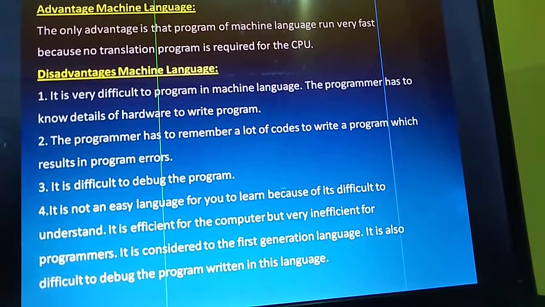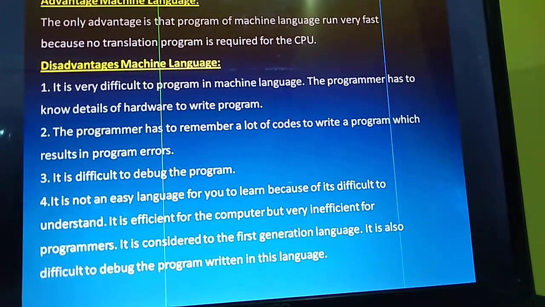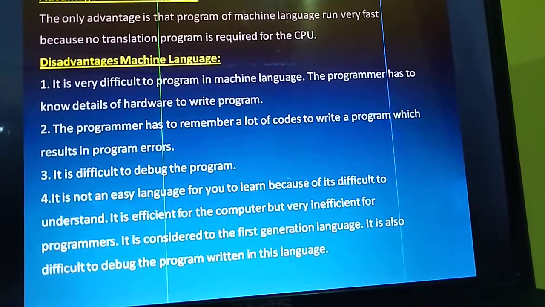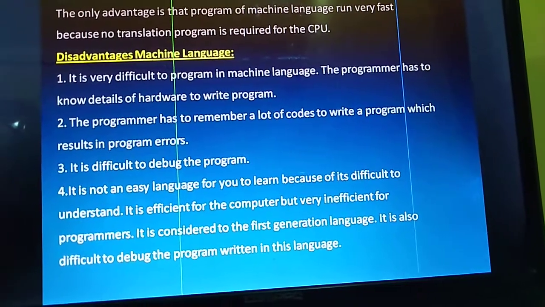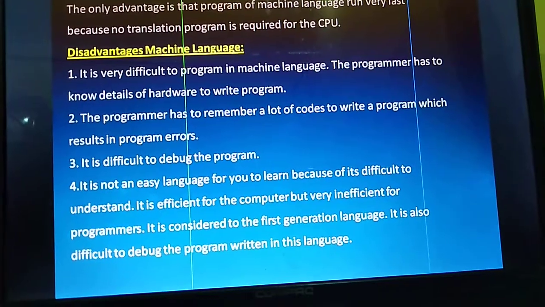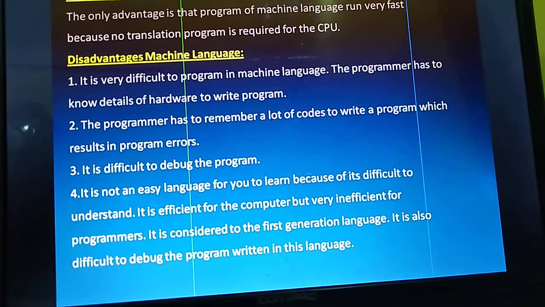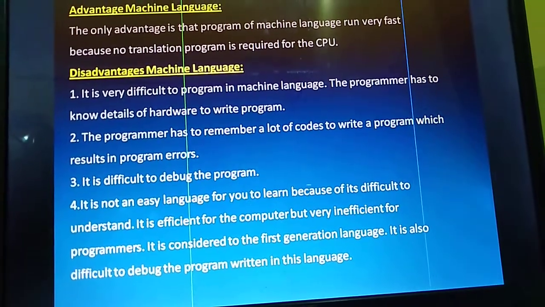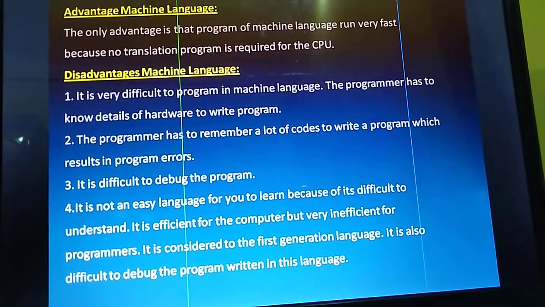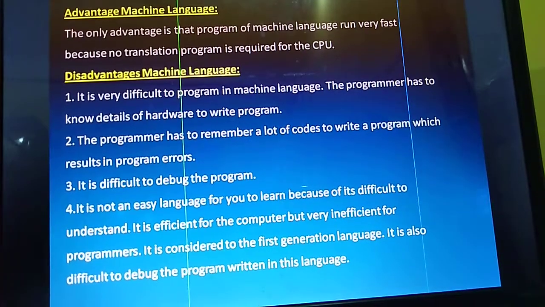Now let us try to find out what are the different disadvantages of machine language. It is very difficult to program in machine language. The programmer has to know the details of hardware to write a program. It means that the internal architecture of each and every machine is totally different. So whenever you have to write machine language code, the internal architecture of the machine should be familiar to the programmer, which is a very difficult task.